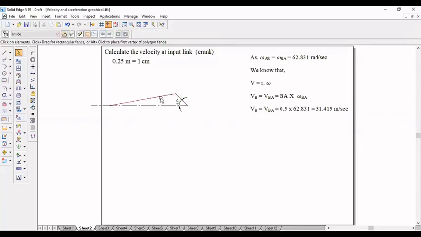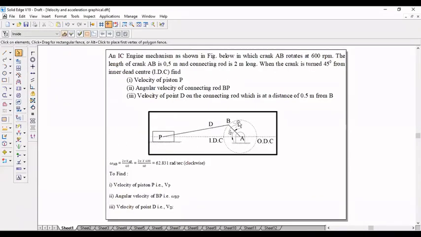Simply, I made it with less thickness. This is a crank and this is a connecting rod. So the complete diagram is over. Now I'll just draw according to this. Whatever the diagram is there, I'll just copy the same thing.